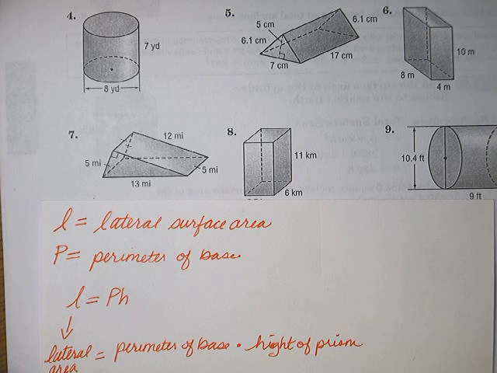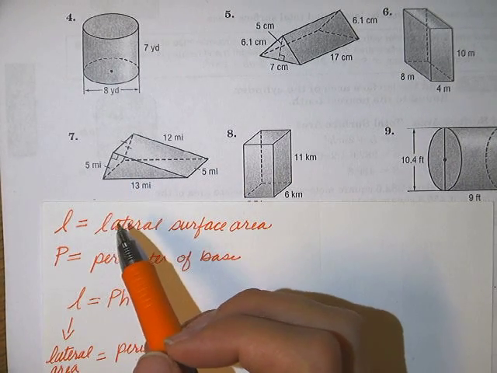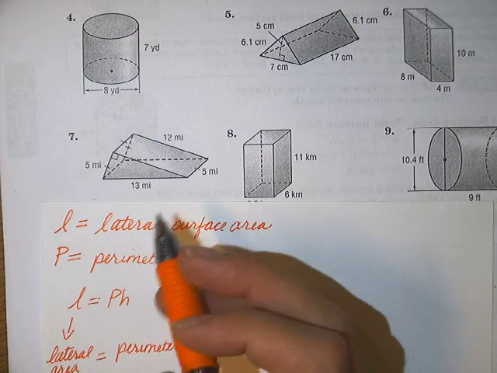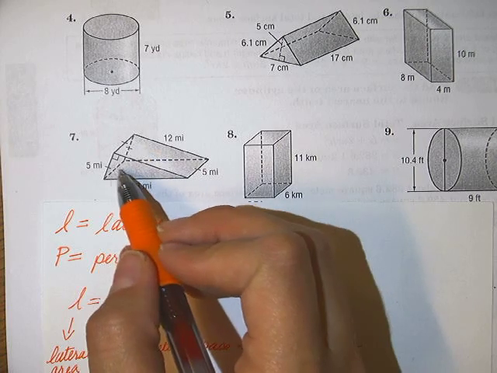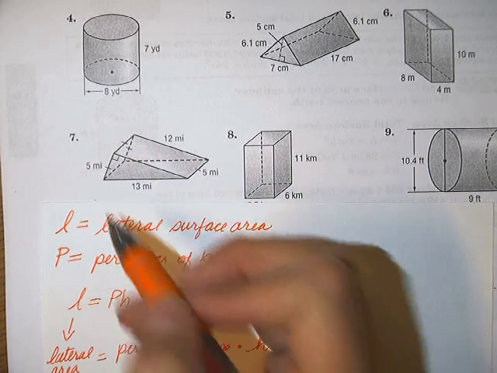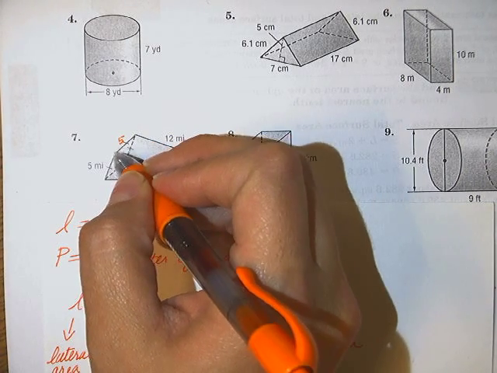Okay, for this problem, we're finding the total surface area, and we're looking at number 7. A couple of things I want to point out on number 7 is, for one, we have these hash marks. And what do the hash marks mean? Yeah, that they're all exactly the same. So this is a 5 by 5 square.